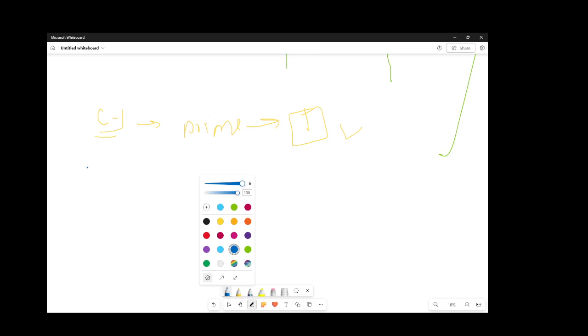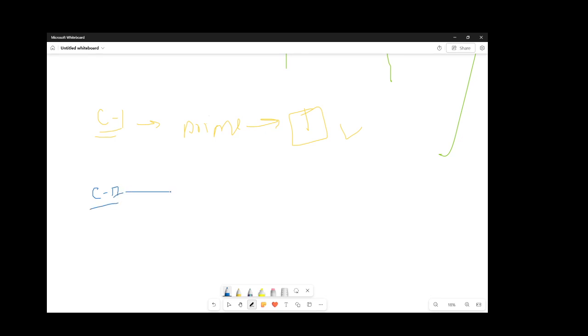And if we look at case number two, so what is case number two? If n is not prime, we can check for one and prime n minus one. No. Why?